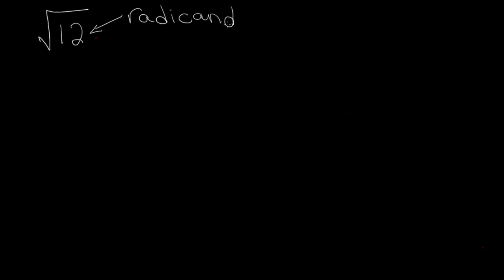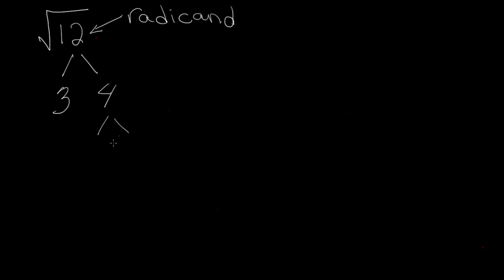To get the square root of 12 down to its simplest form, the way we do that is using a factor tree. We're going to figure out what two numbers multiply to get 12. It doesn't matter what two numbers you use. You can use 2 and 6. You can use 3 and 4. As long as the two numbers that you use multiply to get the radicand, then it works perfectly.